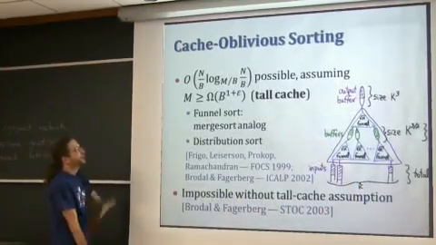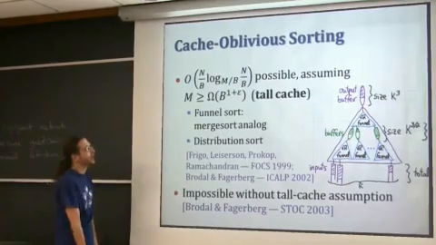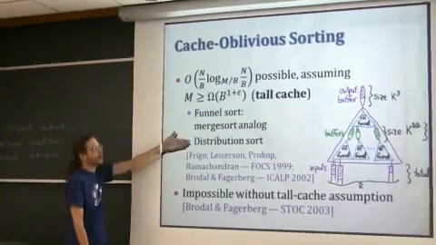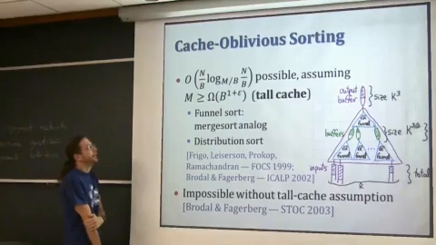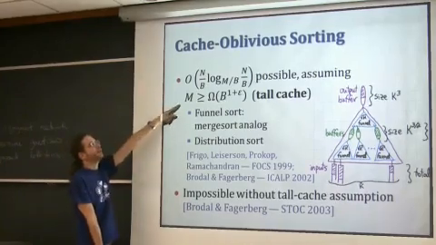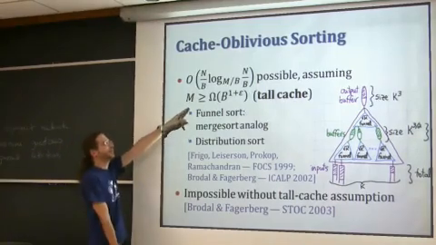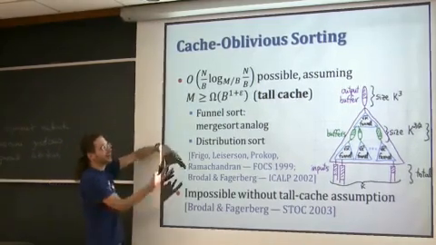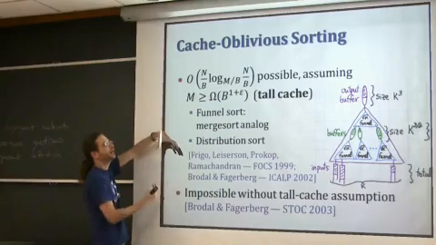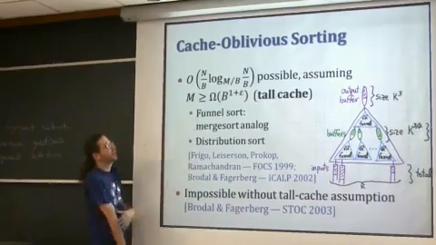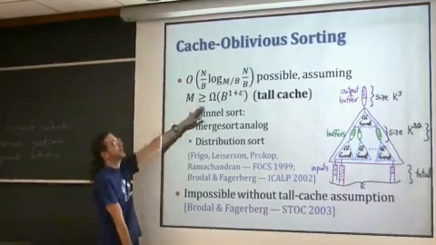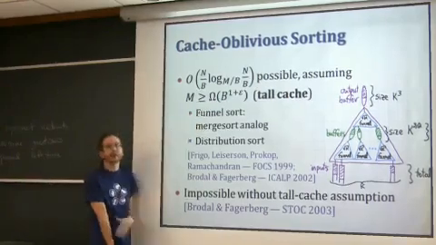So sorting is trickier. There is an analog to merge sort. There's an analog to distribution sort. They achieve the sorting bound, but they do need an assumption, this tall cache assumption. It's a little different from the last one. This is a stronger assumption than before. It says the cache is taller than it is wide, roughly, up to some epsilon exponent. So this is saying M over B is at least B to the epsilon.